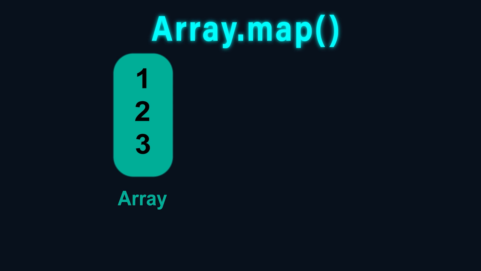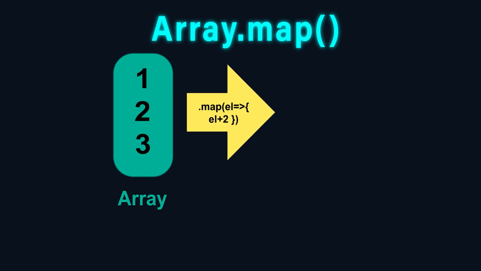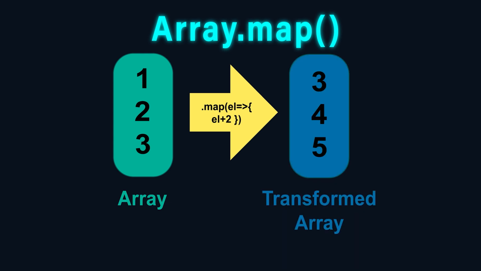So, what exactly does the map method do? Imagine you have an array filled with numbers, strings, or any data type. The map function lets you transform each element of that array according to a function that you define.